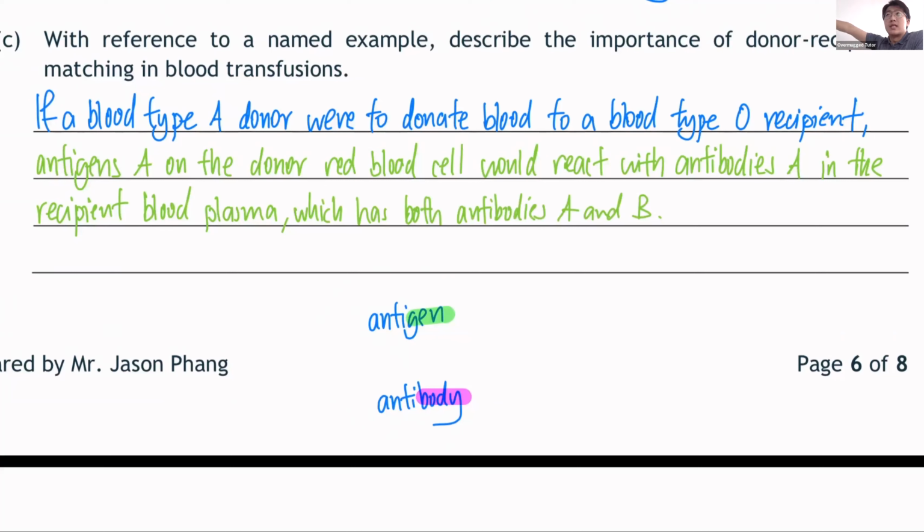So in blue, I have set up the scenario. In green, I have said I want to focus on antigen A on the donor red blood cell reacting with antibody A in the recipient blood plasma, and the recipient has both antibodies.